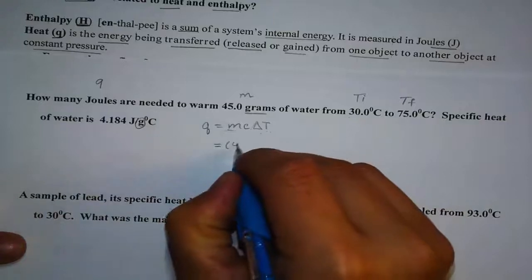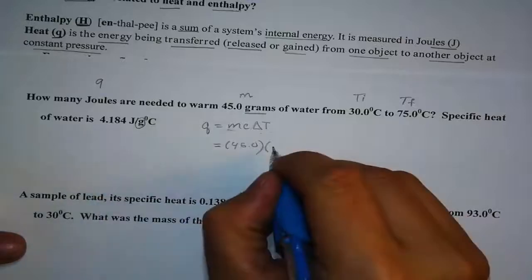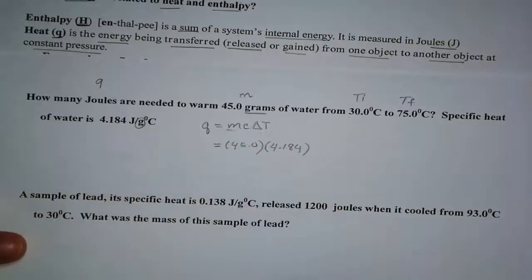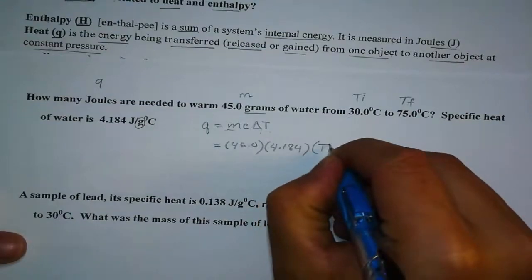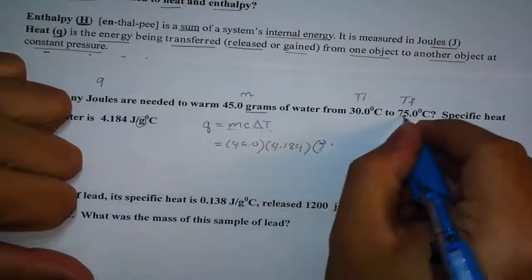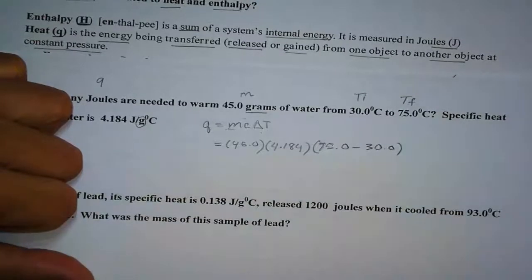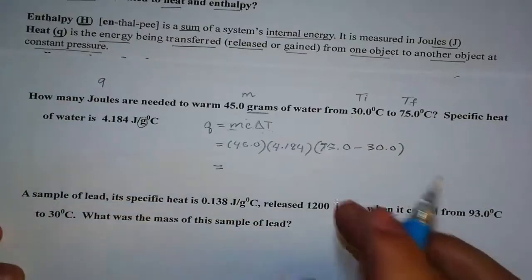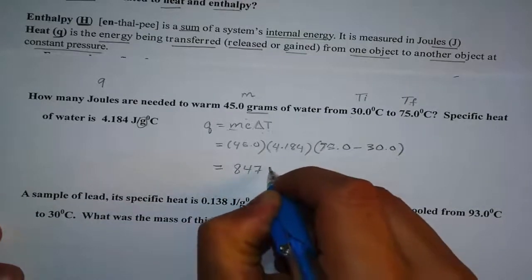So in this case, your mass is 45.0. And notice how I don't put the unit there. And my specific heat capacity is 4.184. Again, I did not put the unit there. That way it doesn't confuse us. And then the last thing we have is delta T, which is T final minus T initial. In this case, we know exactly what it is already. The T final is 75.0, and the T initial is 30.0. And then all we have to do is plug this into the calculator.